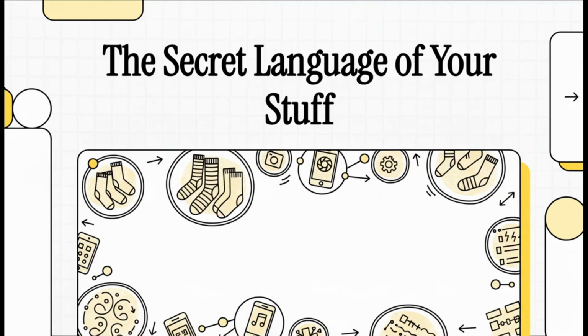All right, let's talk about something that's hiding in plain sight. It's a secret language that organizes pretty much everything around you, from the apps on your phone to the way you sort your socks. We're going to decode the secret language of your stuff.